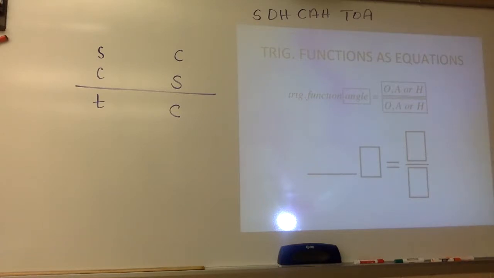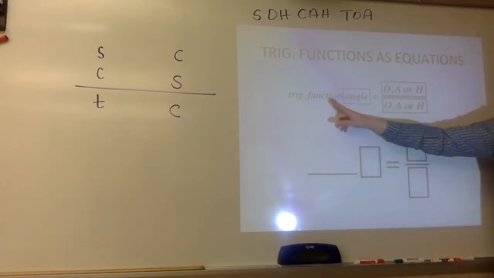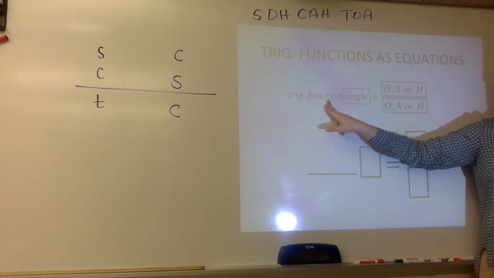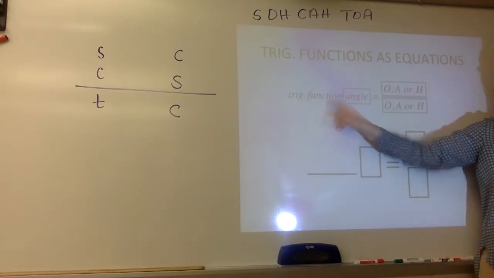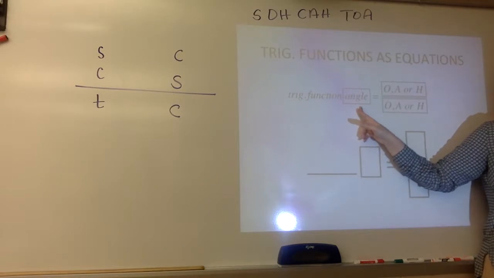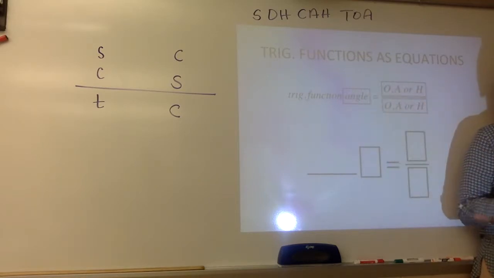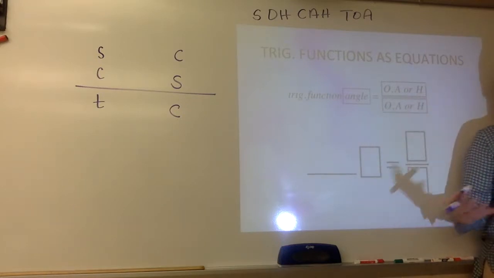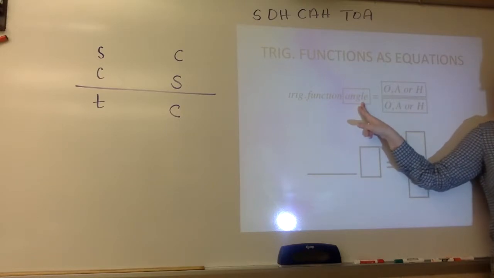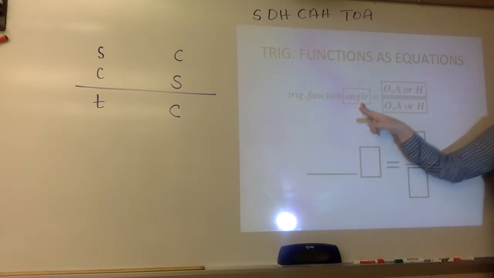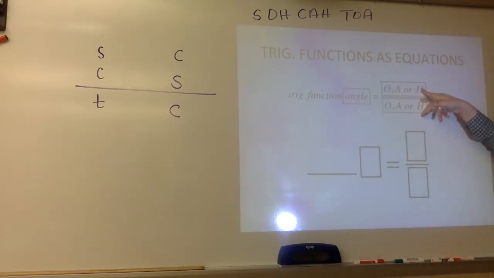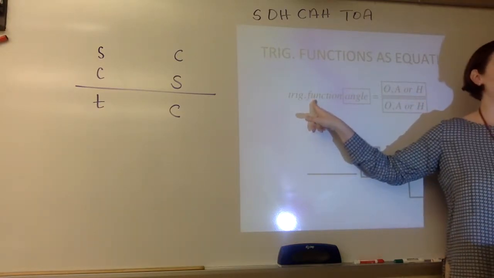Trig equations have 3 distinct parts. They have which trig function you're talking about. So now we have 6 to choose from. We have the angle name, whether it's theta, alpha, x, t. There's a bunch of different letters, usually Greek letters or English letters, that we use to talk about which angle we're speaking about. And then we're going to set up a ratio of sides, O, A, or H, based on whatever trig function it is that we chose.